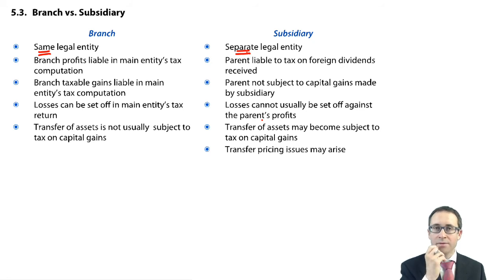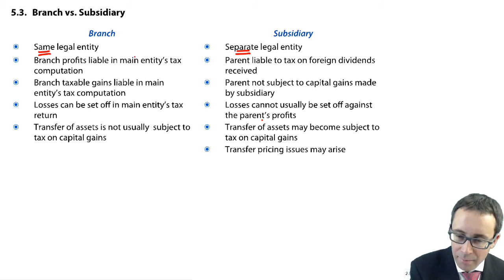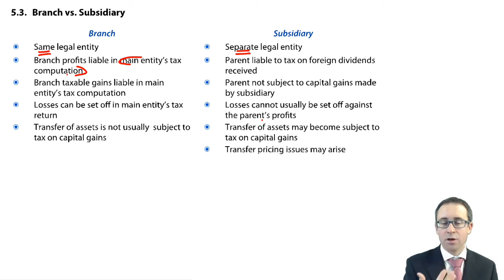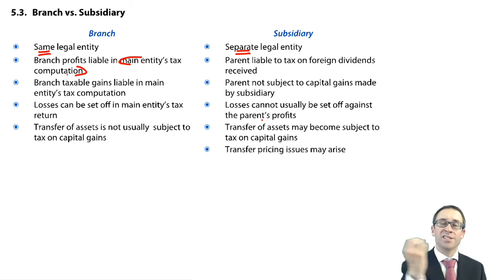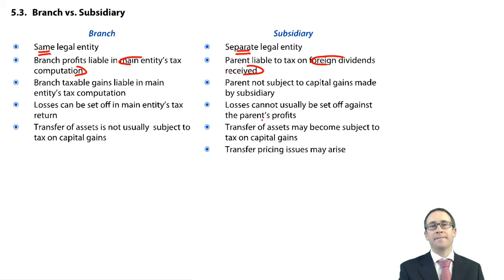So what you've got there in terms of how things work, if you've got a branch, then your branch profits are liable in the main entity's tax computation. So whatever profits the branch makes, they are taxed back in your domestic residence. However, the subsidiary profits are not taxed in your domestic residence unless a foreign dividend is received. So maybe set up a subsidiary overseas so that you don't have to pay tax on the profits. You only pay tax back in the UK when the dividend is received.